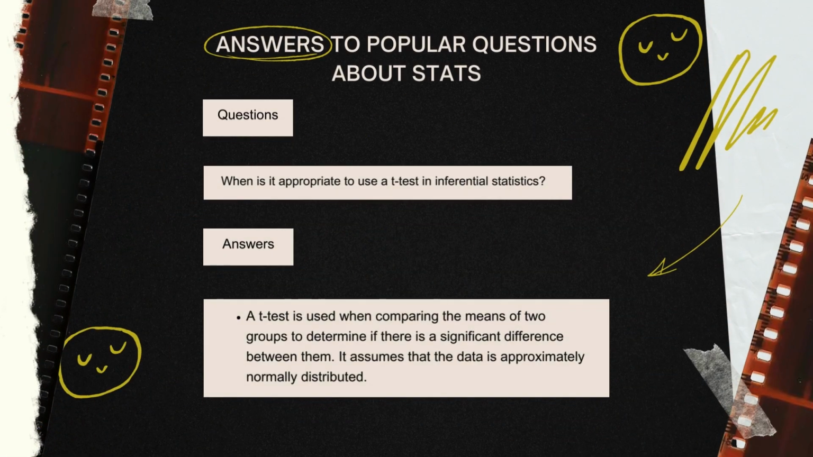Question: When is it appropriate to use a t-test in inferential statistics? Answer: A t-test is used when comparing the means of two groups to determine if there is a significant difference between them. It assumes that the data is approximately normally distributed.